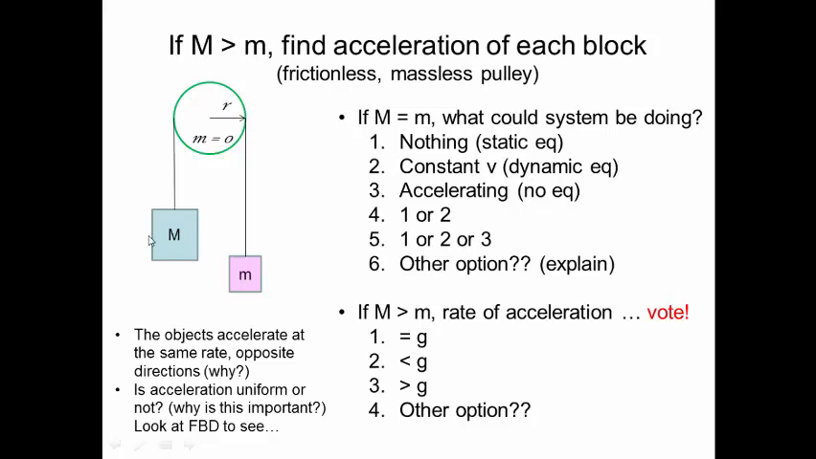All right, and that's all I have here for this first voting opportunity. I've got two masses hanging. There are no other external forces interacting, and the question is, what could be happening here? All right, vote 1 through 6.